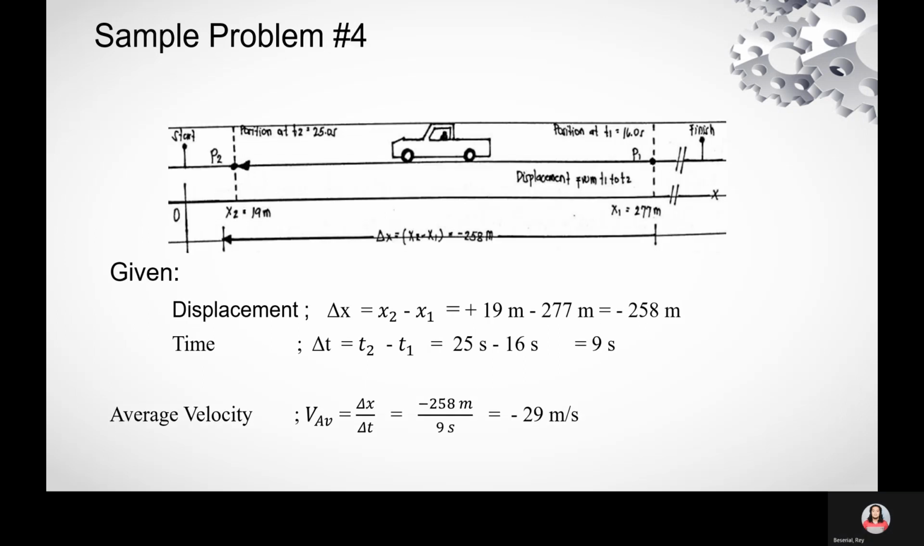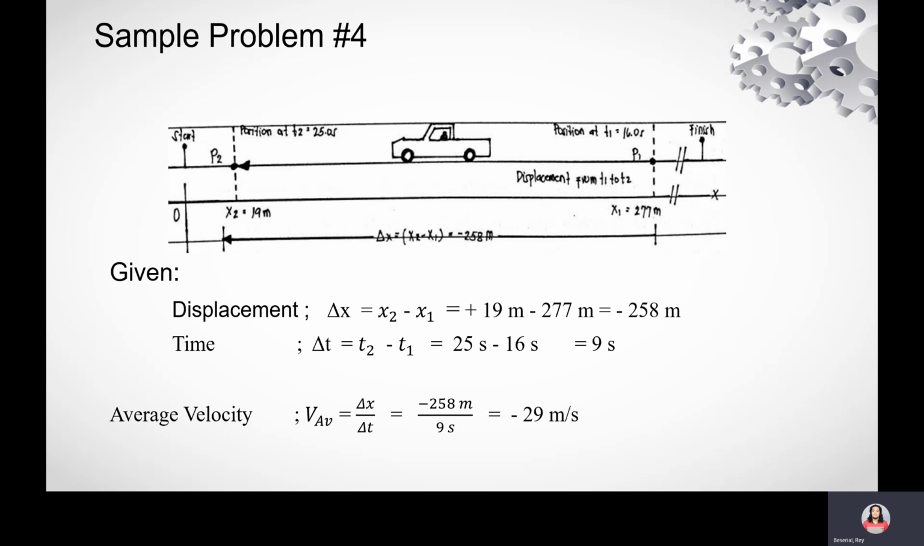So next problem natin, they're the same. Almost the same, but our motion is going to the negative direction. Okay? So our initial point is at 277 meters. This is our initial position. And then, it goes to 19 meters. And then, our initial time is 16 seconds. Okay. And then, our final time is 25 seconds.